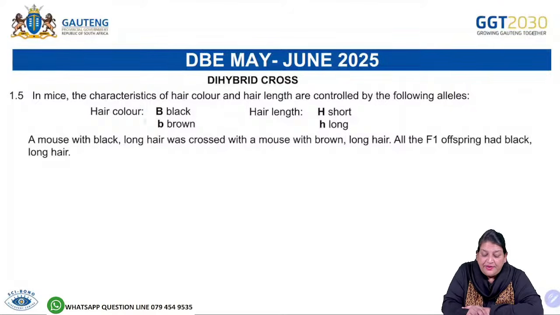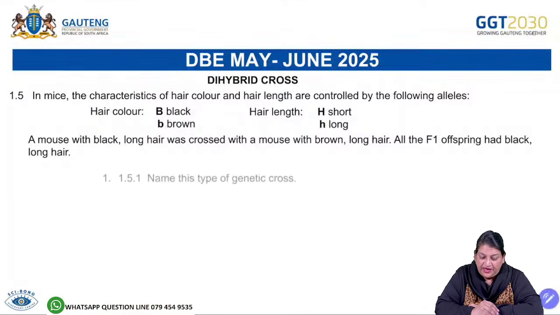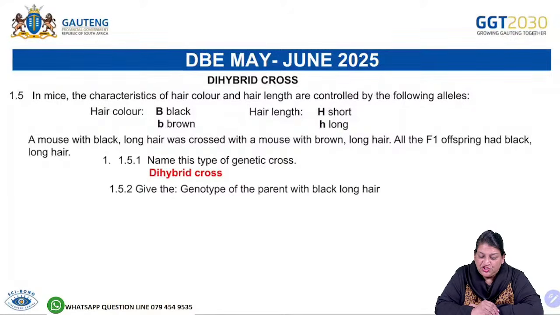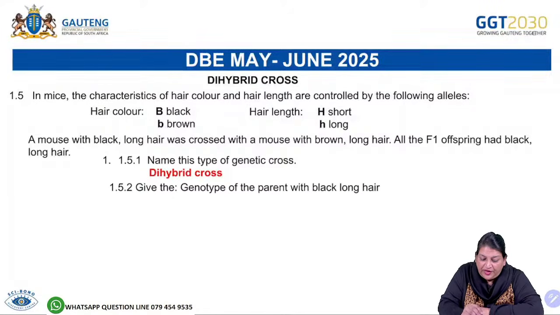For hair color, black is the dominant and brown is the recessive. For length of the hair, short is the dominant allele and long hair is the recessive allele. Okay, so this type of genetic cross is called the dihybrid cross. The genotype of the parent with black long hair is going to be what? Capital B, and long hair, small h.